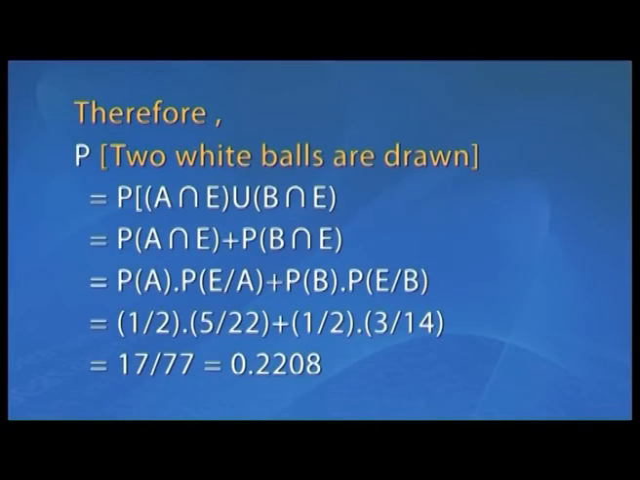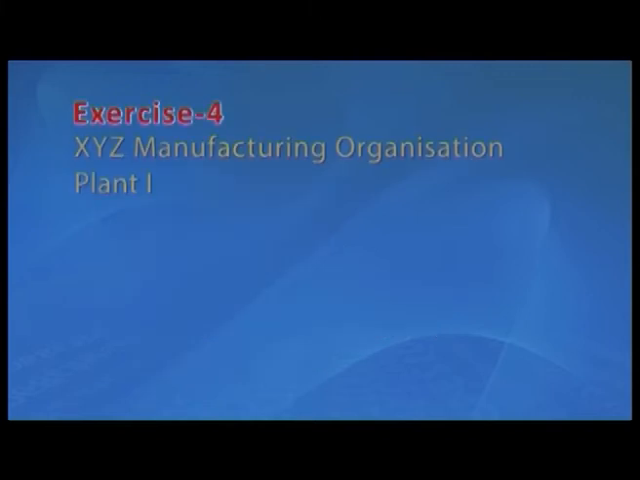Therefore, probability that 2 white balls are drawn is equal to probability of A intersection E union B intersection E, which is equal to probability of A intersection E plus B intersection E, which is equal to P of A into P of E given A plus P of B into P of E given B, is equal to half into 5 by 22 plus half into 3 by 14, which is equal to 17 by 77, which is equal to 0.2208.